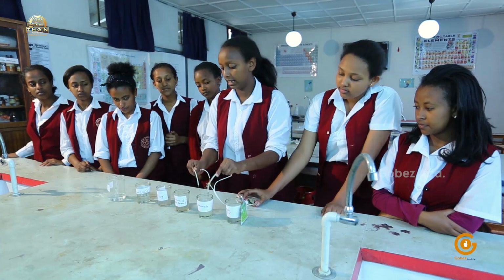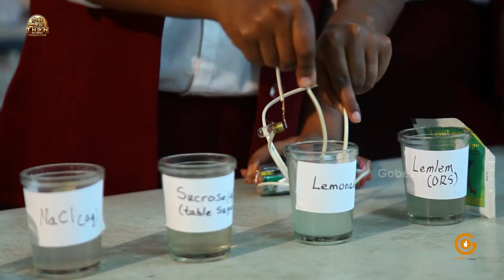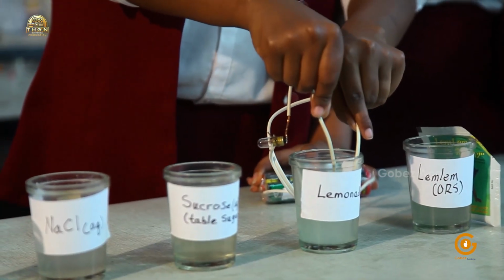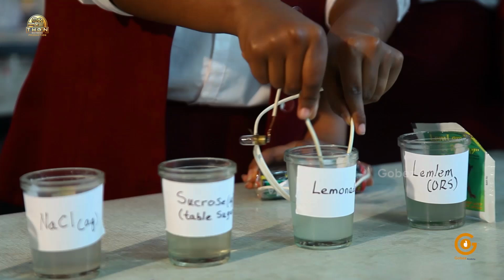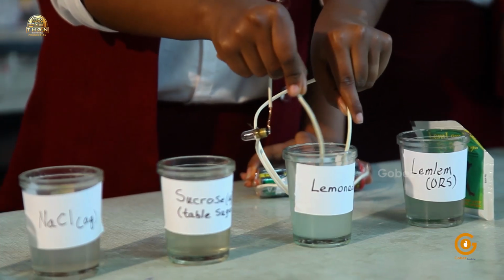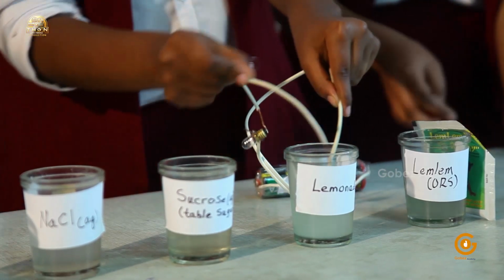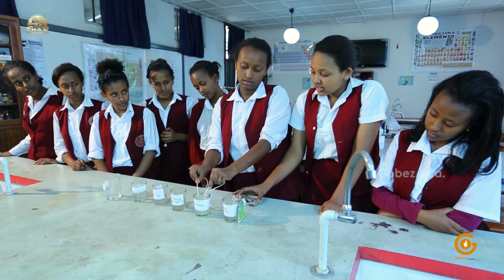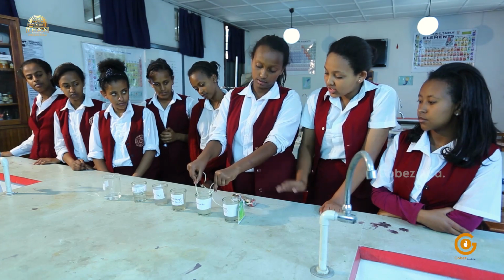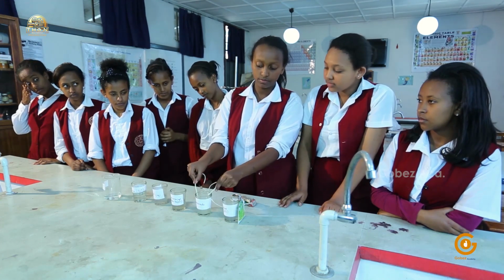Let's see what happens in the lemonade. Is the bulb lighting? No. So, Kebron, why do you think this is? I think it's because the lemonade is just citric acid, which is an organic compound, not an inorganic compound, and it's covalently bonded. Yes.